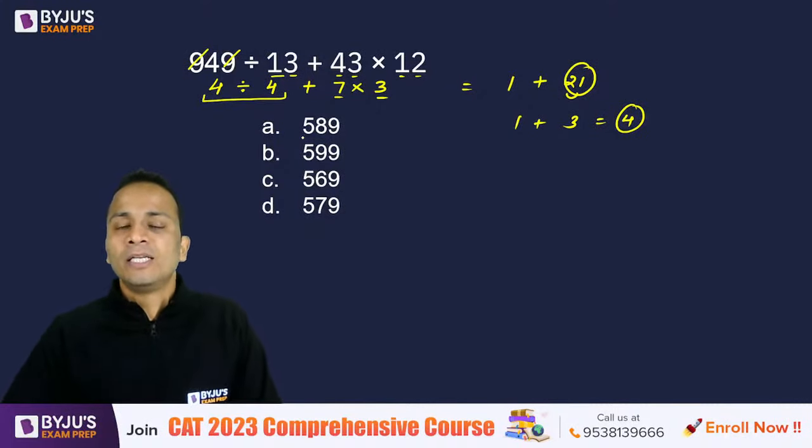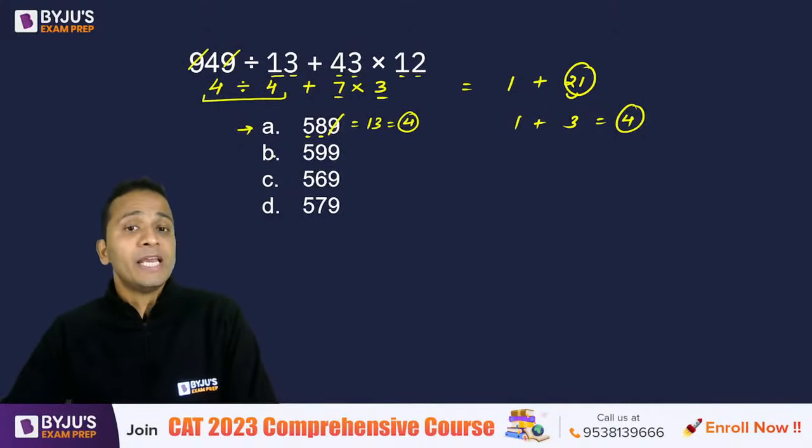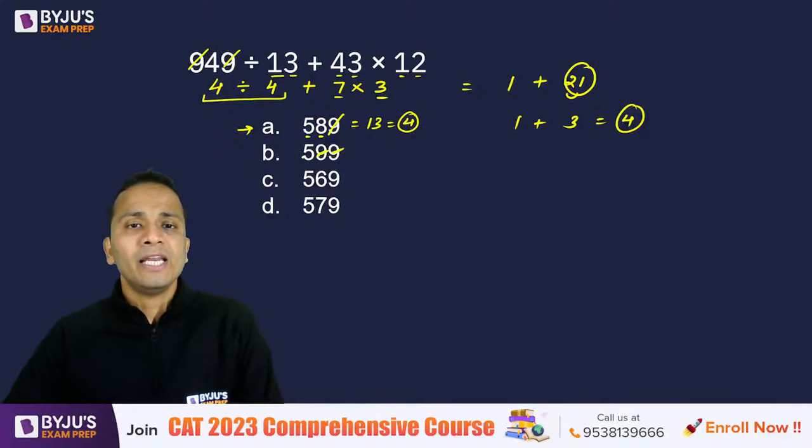Let's check. Now I need 4. So 5 and 8, 9 I can ignore. 5 and 8, 8 and 5 is 13, and this will be equal to 4. Matching with the digital sum. Option A can be the answer. 9 and 9 ignored.